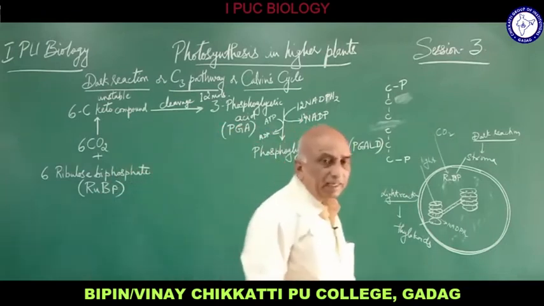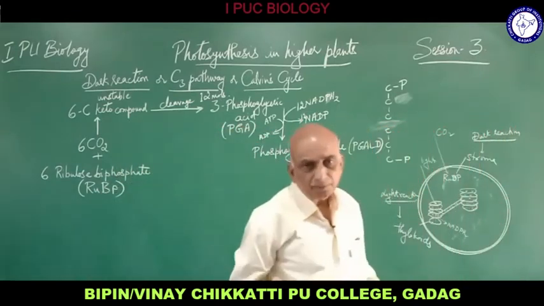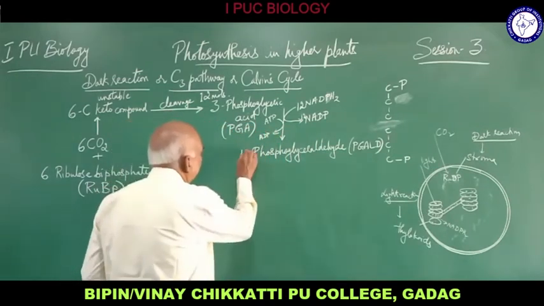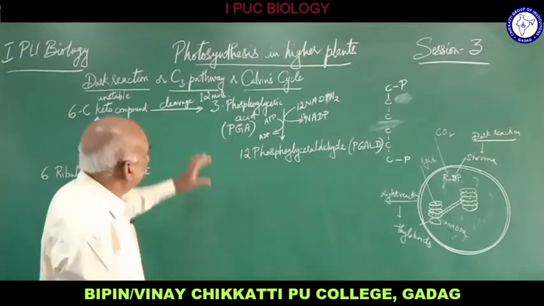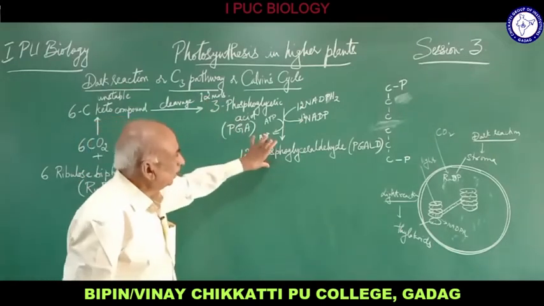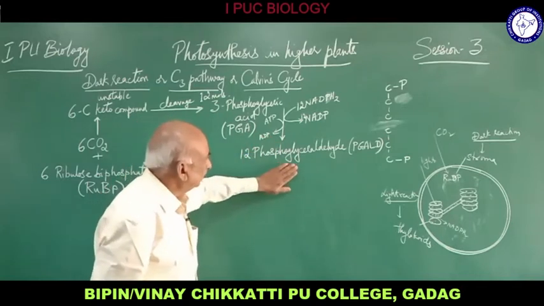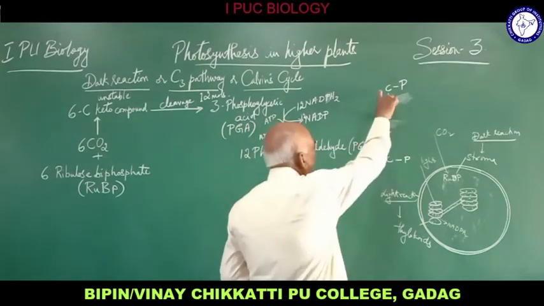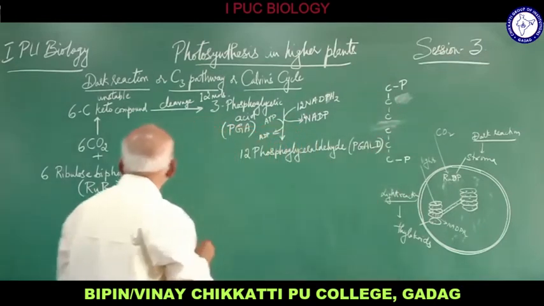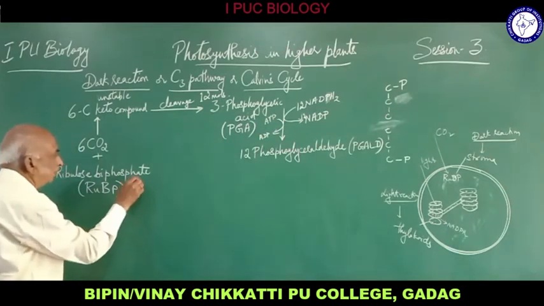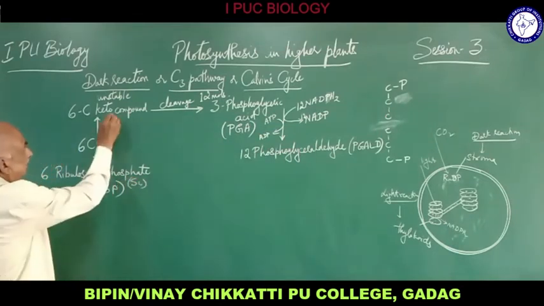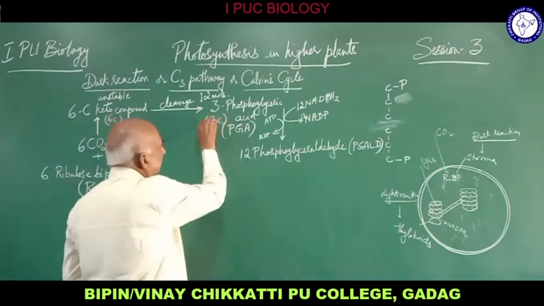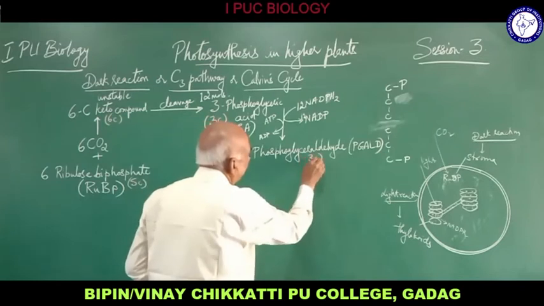Now this PGALD which is formed is also 12 PGALD. So 12 PGA form 12 PGALD. Now out of the 12 PGALD, PGALD is also a 3 carbon compound. So this is a 5 carbon compound. This is a 6 carbon compound. This is a 3 carbon compound. This is also a 3 carbon compound.